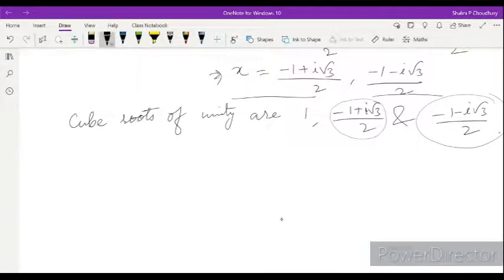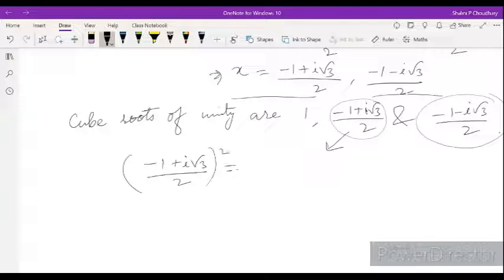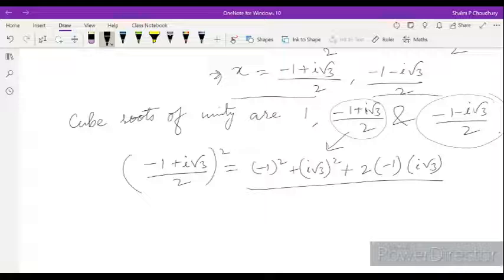Now we'll take one root, minus 1 plus i root 3 upon 2. Now we have to find out the square of this root. So what are we getting, just check. It will be minus 1 whole square, plus i root 3 whole square, plus 2 into minus 1 into i root 3, divided by 2 square, that is 4.